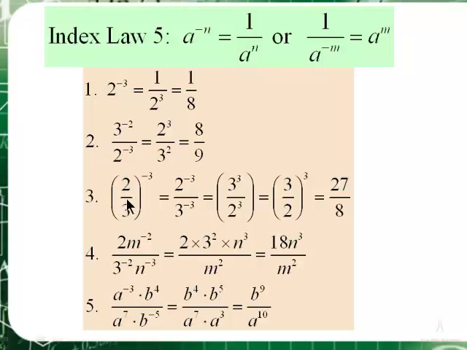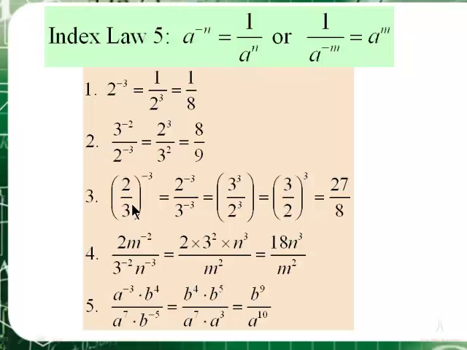If you have a fraction 2 over 3 raised to the power minus 3, note we can say that this is 2 to the power minus 3 over 3 to the power minus 3. This 2 to the power minus 3 goes to the denominator position, while the 3 to the power minus 3 goes to the numerator position, and by doing so you change the signs of the exponent. So we end up with 3 to the power 3 over 2 to the power 3.